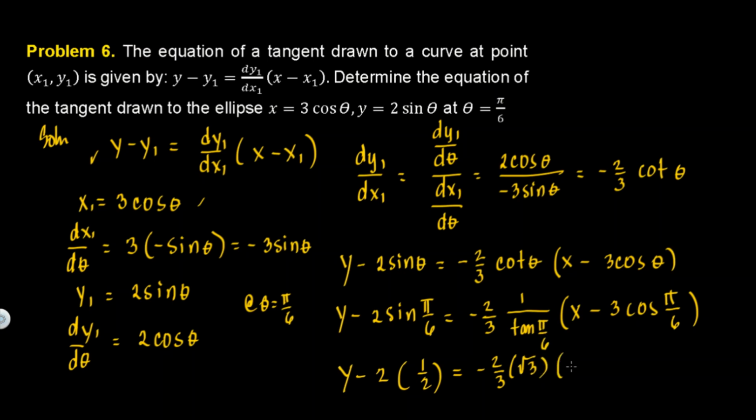This is multiplied by x minus 3 cosine of pi over 6. What is cosine pi over 6? Square root of 3 over 2. I mean, cosine pi over 6 is square root of 3 over 2. So the square root of 3 times the square root of 3 over 2. If you forgot your trigonometry, you can recall it or use a calculator. Let's check using our calculator.